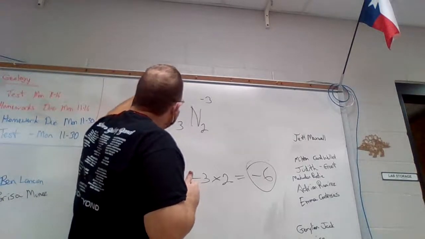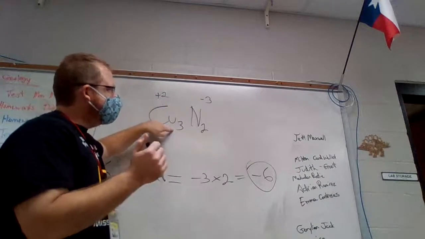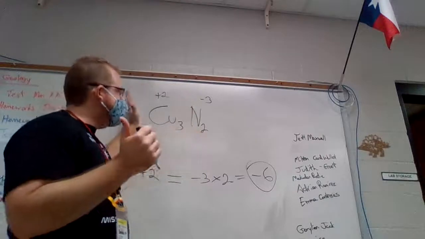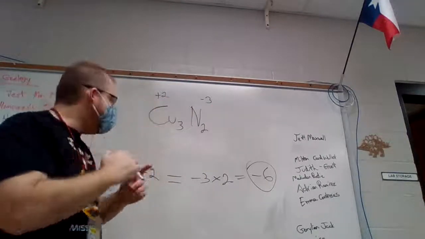+2, this kind of makes sense. 2 times 3 is 6. -3 times 2 is -6. I have 6 positives, 6 negatives. Everything can be okay. So that is actually my answer.